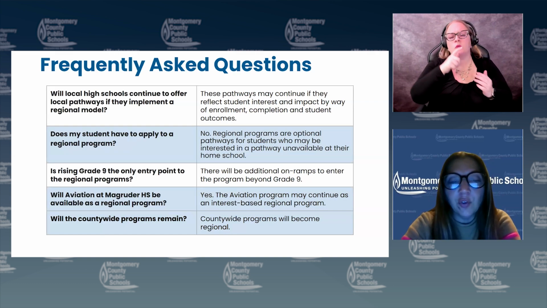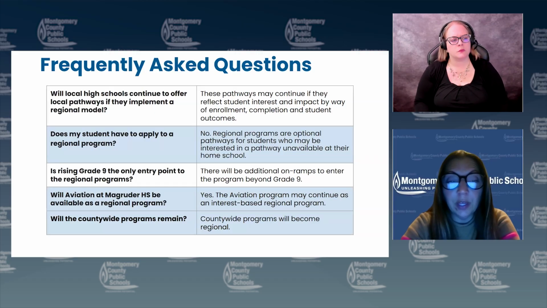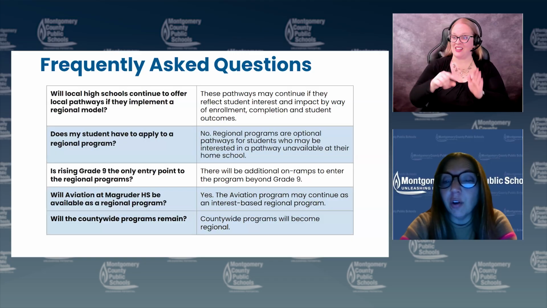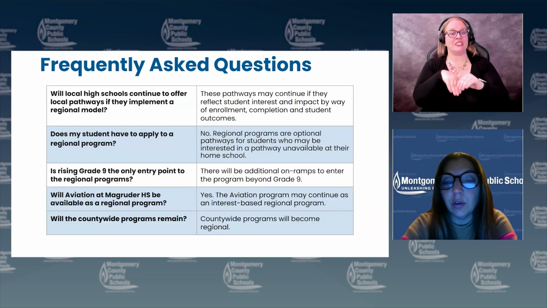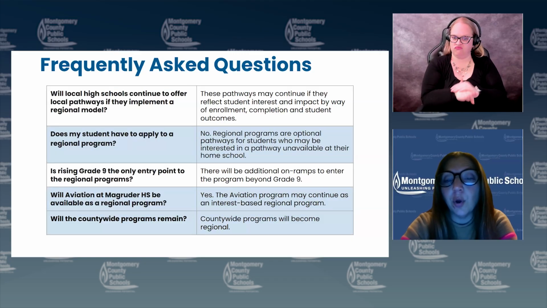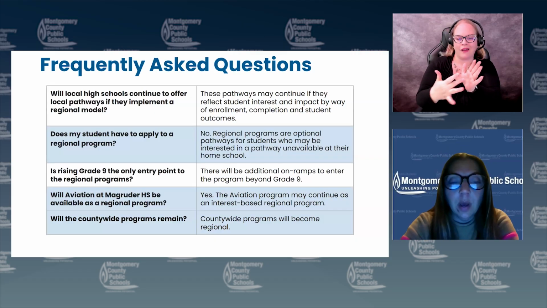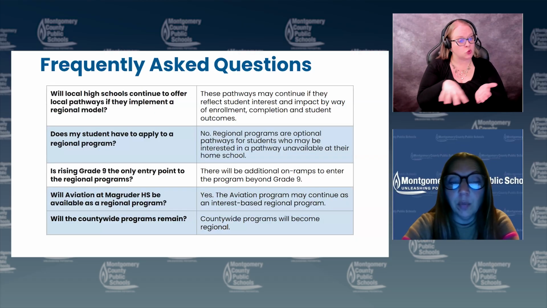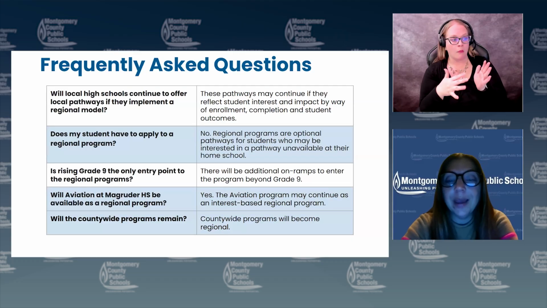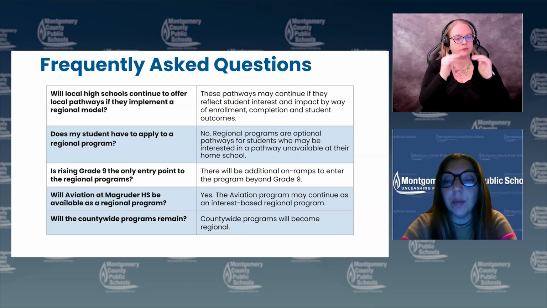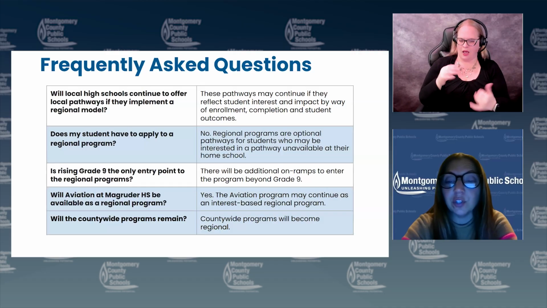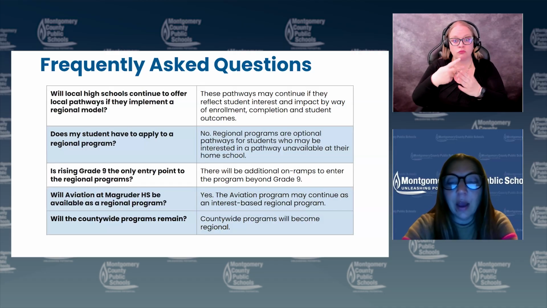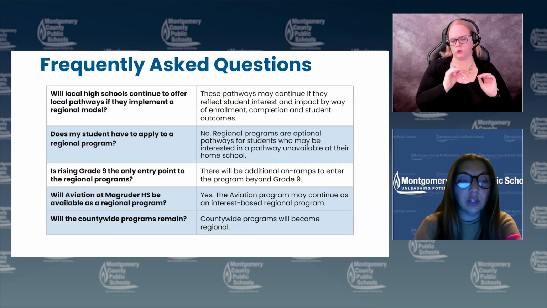Is rising grade 9 the only entry point to the regional programs? There's going to be additional on-ramps to enter the programs beyond grade 9. Will aviation at Magruder High School be available as a regional program? Yes, the aviation program may continue as an interest-based regional program. Will countywide programs remain? Countywide programs will become regional.